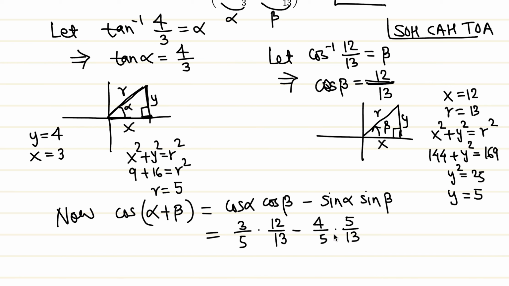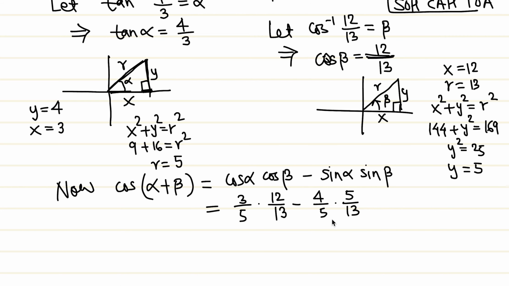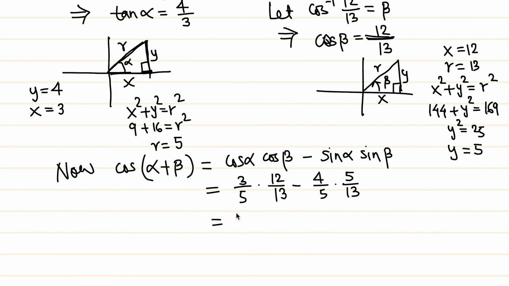We can cancel the 5 here, but since the bottoms will be the same, I'm not going to cancel here. So if we multiply 3 times 12, 36 over 13 times 5, 65, minus 20 over 65. So we have a common denominator of 65, 36 minus 20, 16. Are there any common factors? Looks like none. So 16 over 65 is the final answer. Okay, 16 over 65.